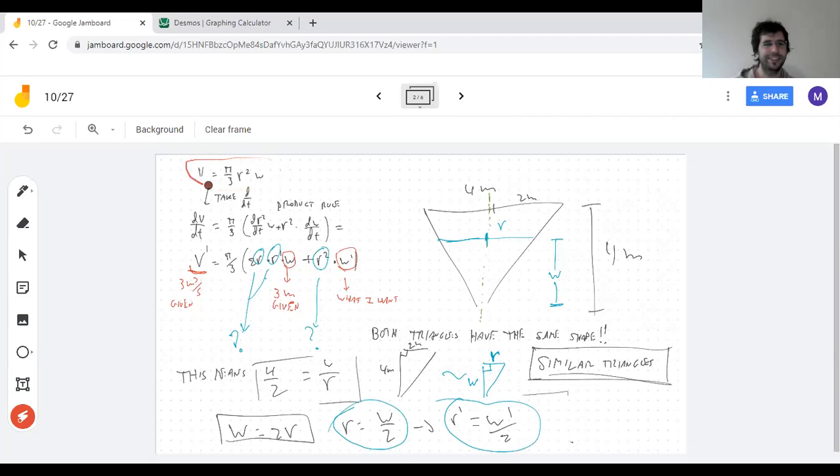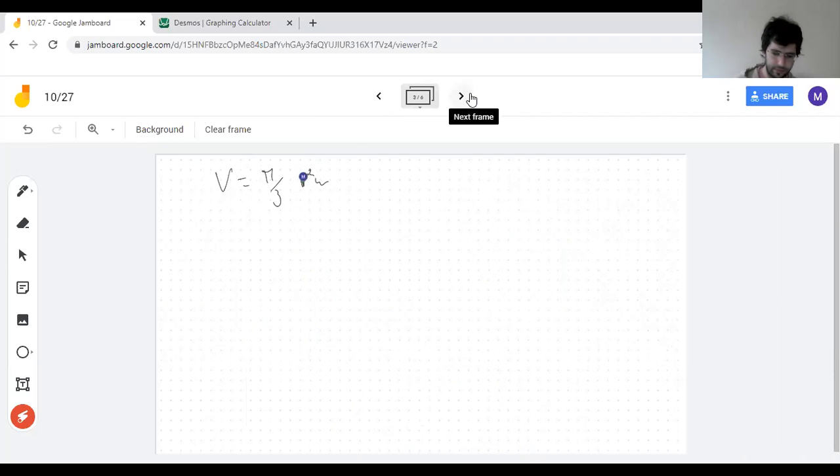So plug in R equals W over 2. If you do that, you're saying as W changes, R changes. And then this is the formula for the volume, and then take the derivative. That's what I'm going to do. It's easier. So I have that V equals pi over 3 R squared W. And also I know that R is half of W, so plug in R equals W over 2, and you will get V equals pi over 3.